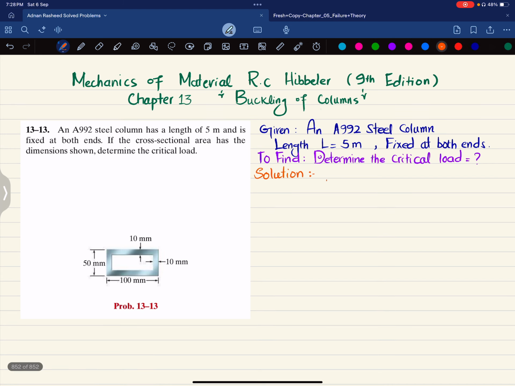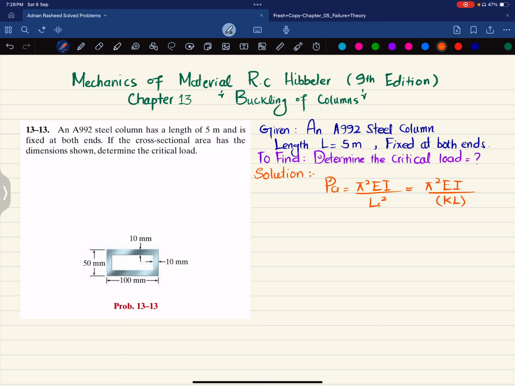As we know from the Euler formula, the critical load is equal to pi square E times I divided by LE square, where LE is the effective length and that can be written as K into L. So Pcr equals pi square E I over (K L) square, with LE replaced by K into L.